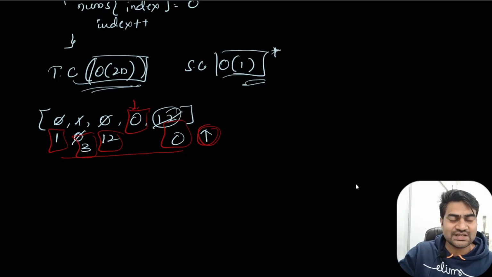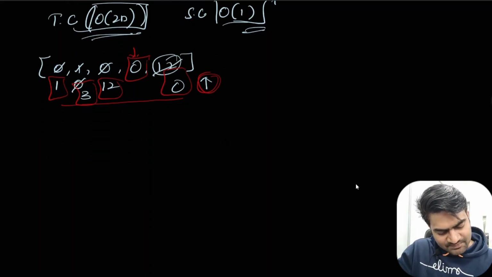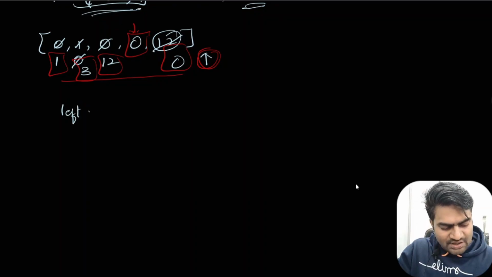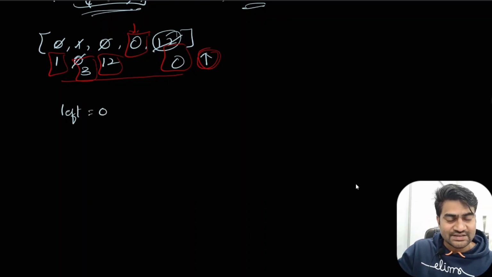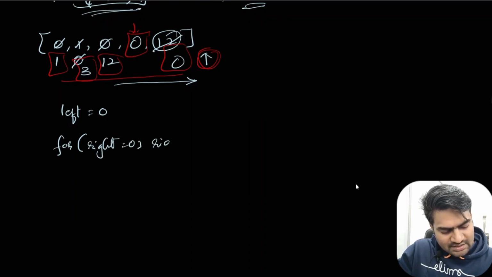So basically we used left pointer to point to 0 and right pointer to point to non-zero number. So let us write the pseudocode for that. So I will take a left pointer, I'll point it to 0. Now my right pointer, what it did, it iterated over the array. So I will use for right equal to 0, right less than n, right plus plus.